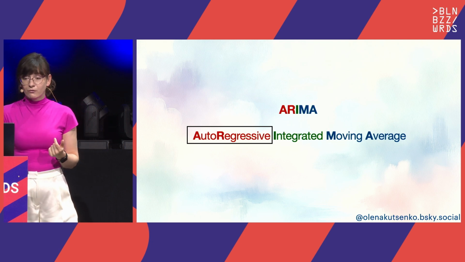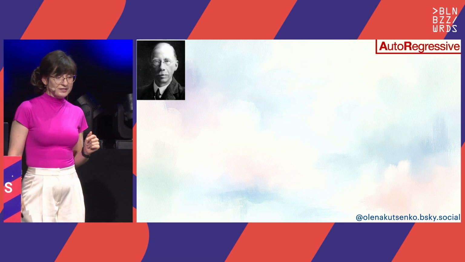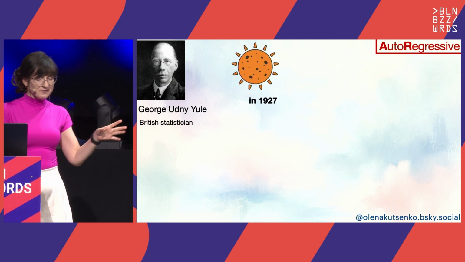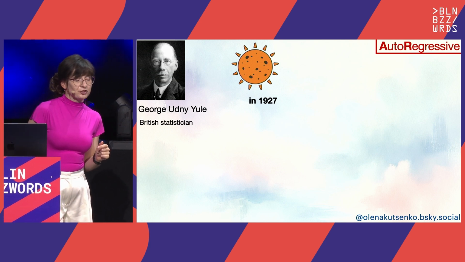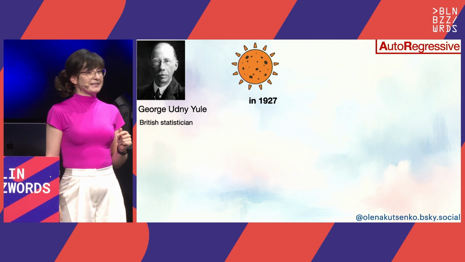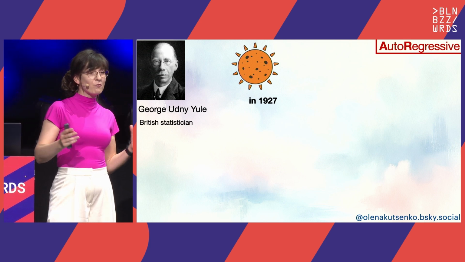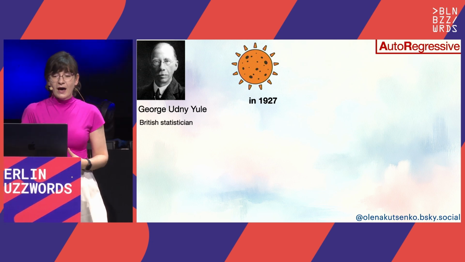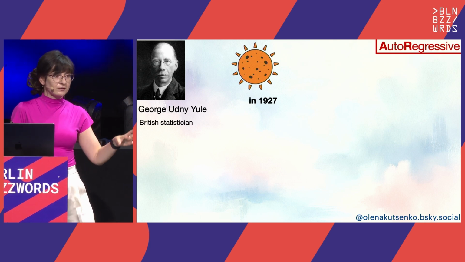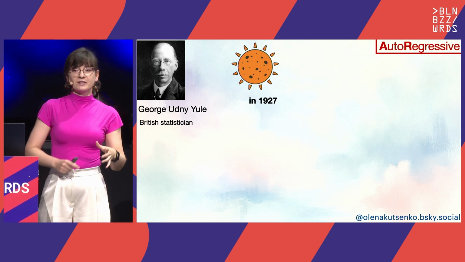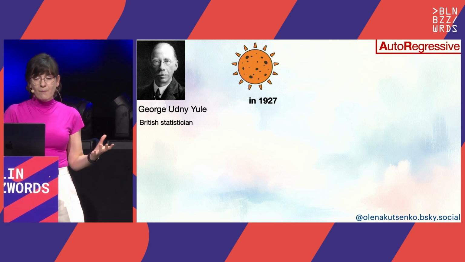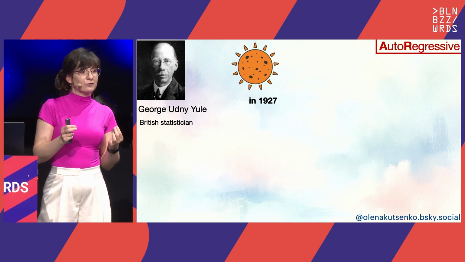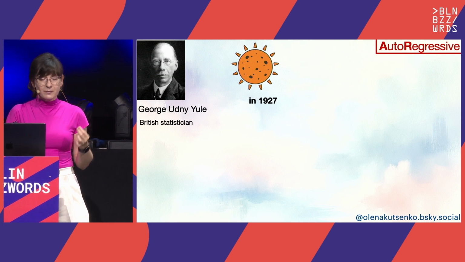Starting with the autoregressive part. I like this part because it's actually connected to the sun. George Udny Yule, the British statistician, back in 1927, was looking at a problem that a lot of scientists had been paying attention to for a long time: on the sun we have some spots. Those spots come and go with a cycle of 11 years, but it's a really rough cycle. At that point in time it was a question: is it really a cycle or not? Is it a pattern?